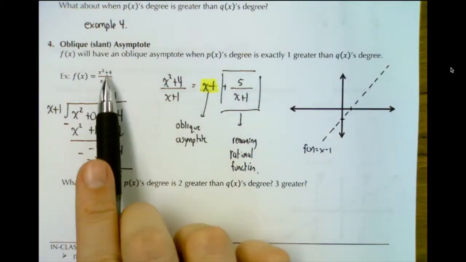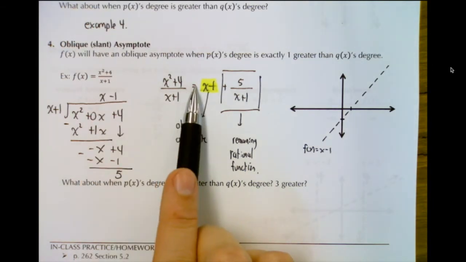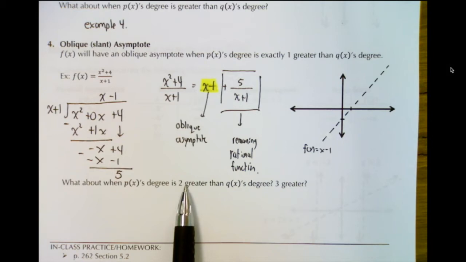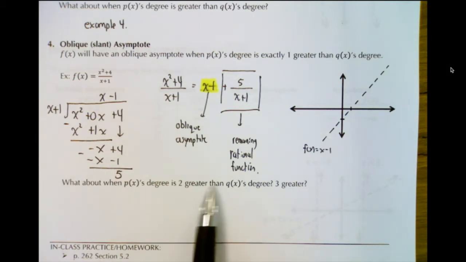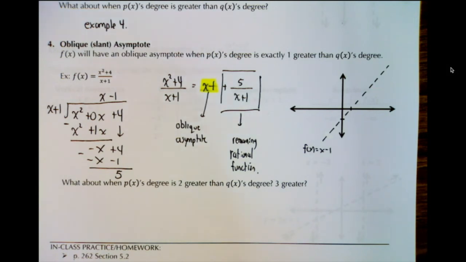That's when the degree of the numerator is 1 higher. We divide and get a line. What do you think would happen if the numerator was 2 degrees higher? In fact, what would happen if the degree of the numerator was 3 degrees higher? What do you think those asymptotes would look like?